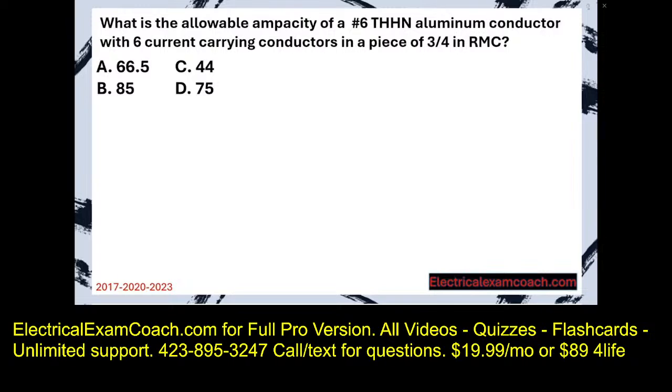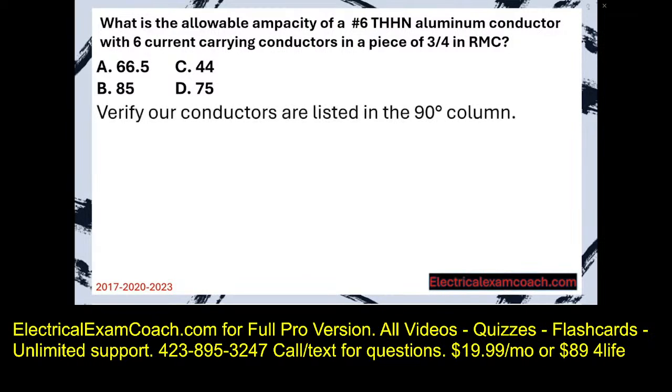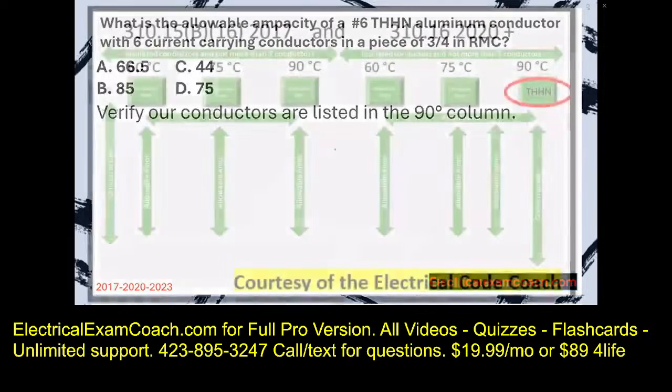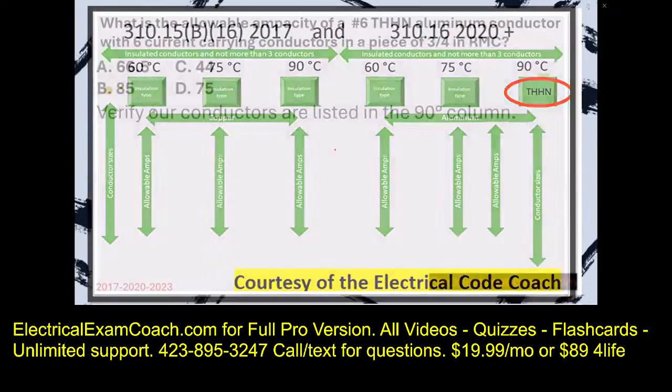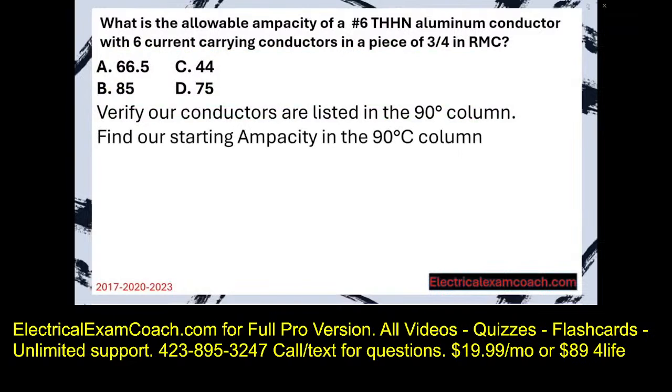What is the allowable ampacity of a number 6 THHN aluminum conductor with 6 current carrying conductors in a piece of 3/4 inch EMT? Step 1, we're going to verify that our conductors are listed in the 90° C column. We head there now, but we're on the aluminum side because the question requested aluminum conductors, and we find that THHN is there.